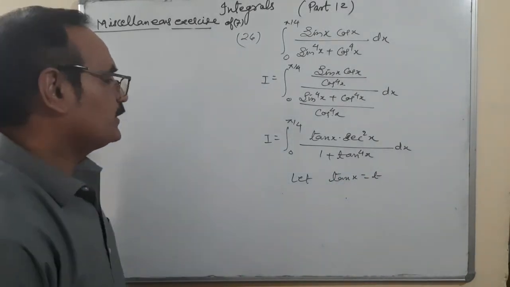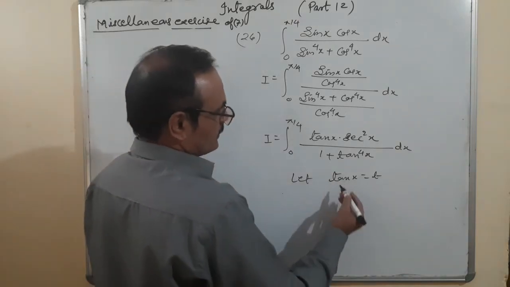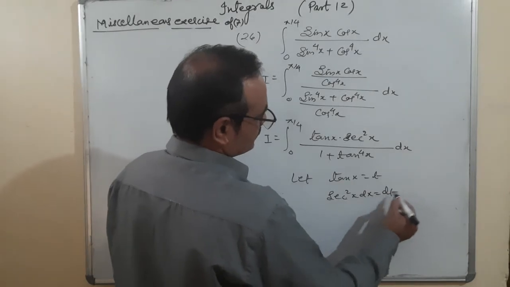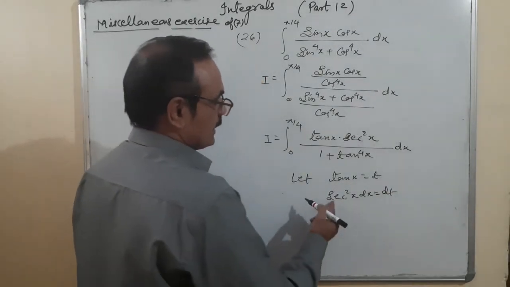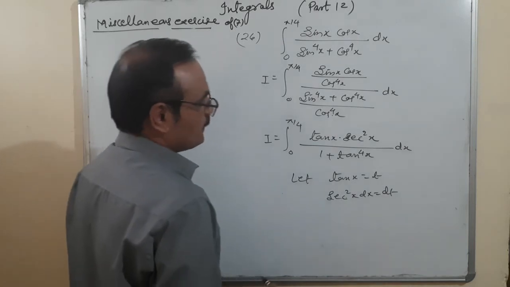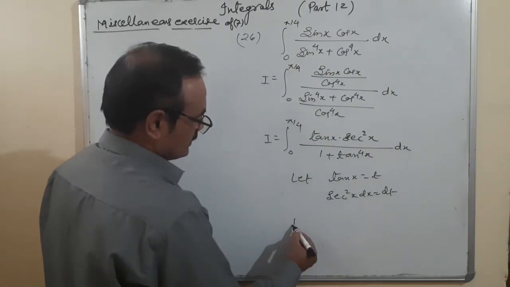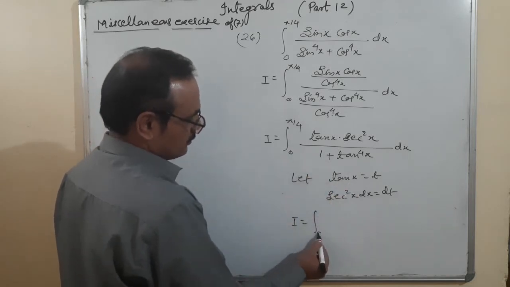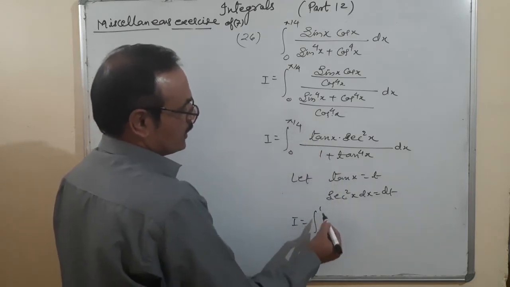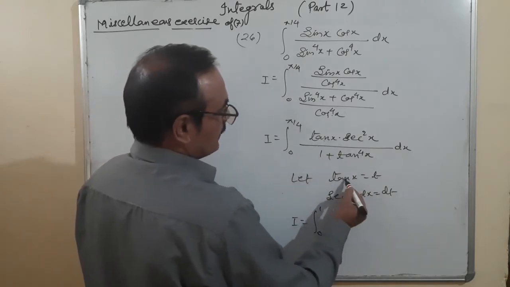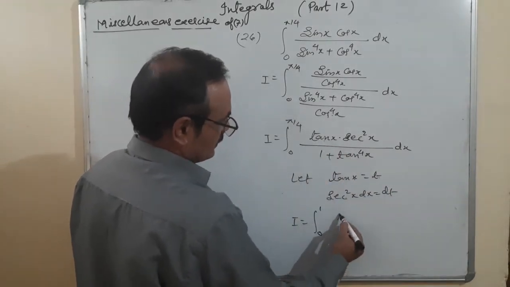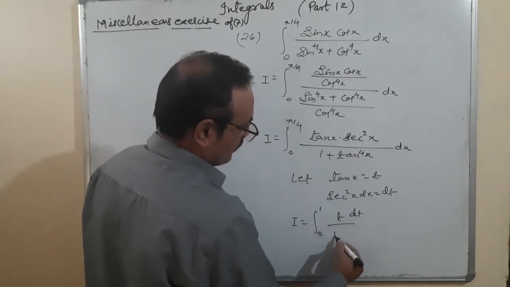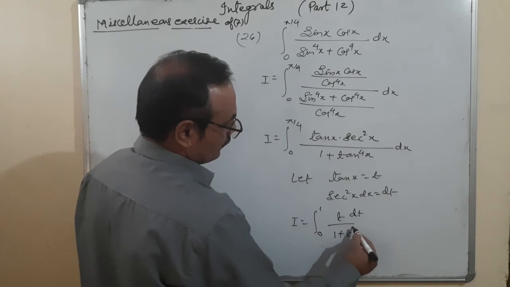Differentiate with respect to t. Sec square x dx is equal to dt. I is equal to, limits will also be changed. Lower limit tan 0 is 0, tan 45 is 1. Tan x is equal to t, so it is integral of t... sec square x dx is dt, upon 1 plus t to the power 4.